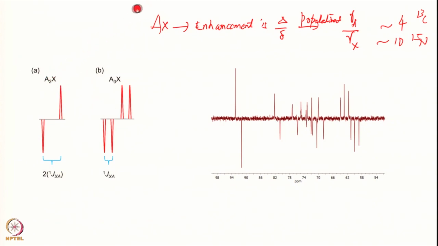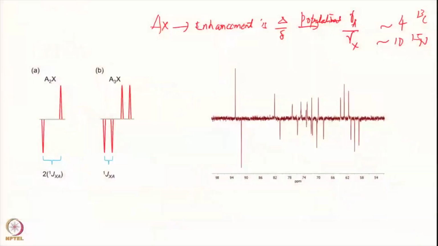But we consider the transfer from the individual protons one at a time. So how will we analyze this A2X system? To analyze this A2X system, consider the X. Now this one is split because of one coupling, one transfer, into two lines.